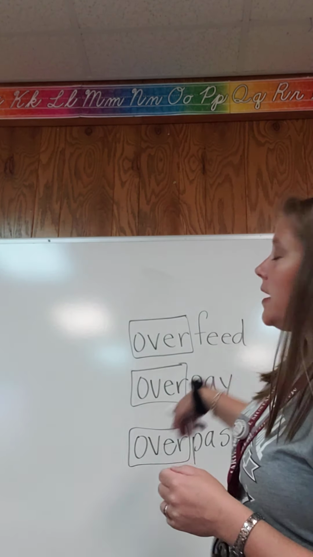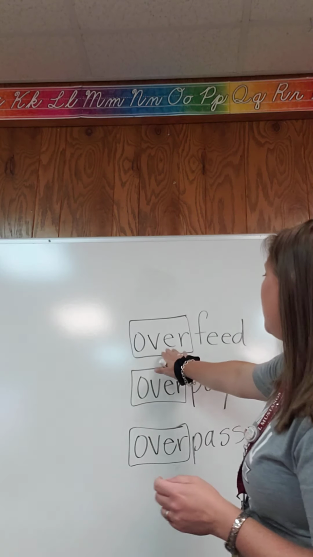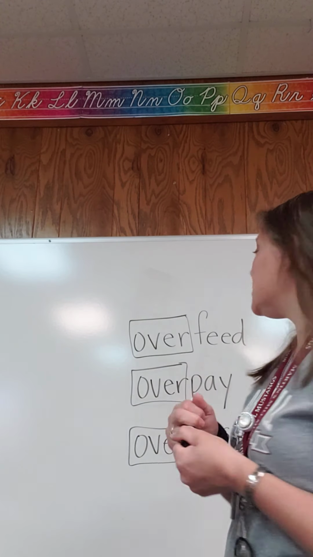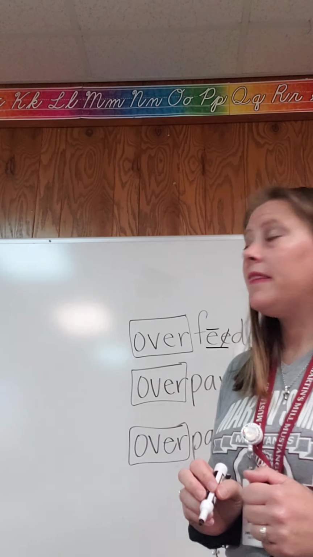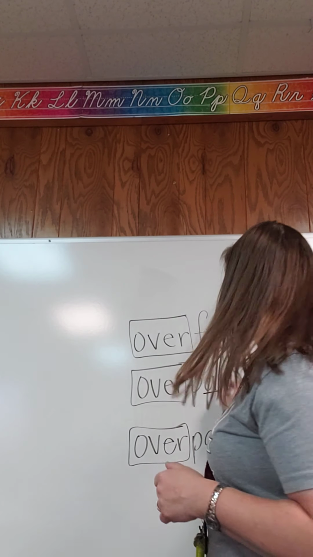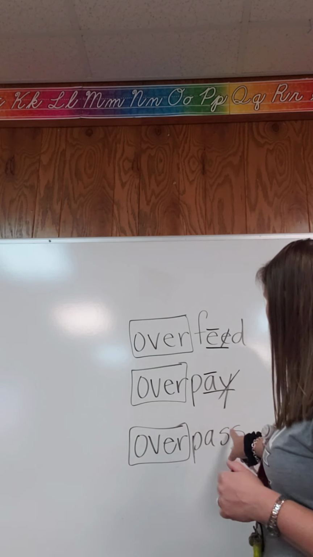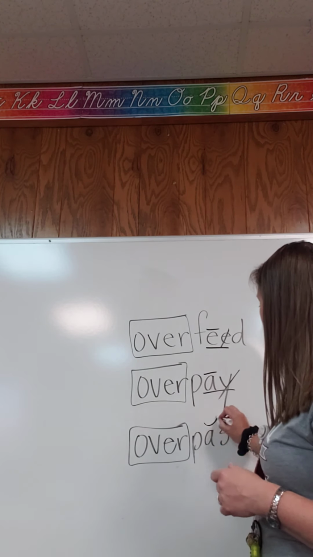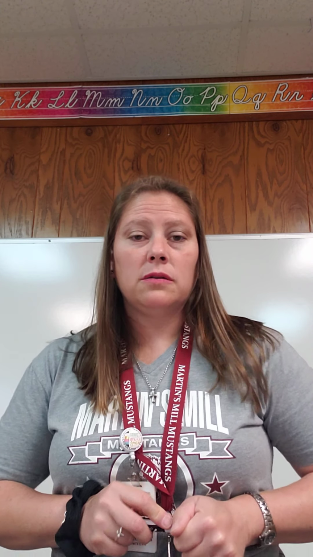Okay? Now, we didn't do the remainder of the coding on those other words, but you're going to code the remainder of the words just like you've done all year. For example, overfeed, you can see that you have EE digraph, long E, silent E in that one. Okay? Overpay, you can see you've got AY digraph, which is long A, silent Y. Okay? Down here, you've got floss-rule S, short A, because that comes in between the 2 consonants for overpass. Okay? If you have any questions about that, let me know.